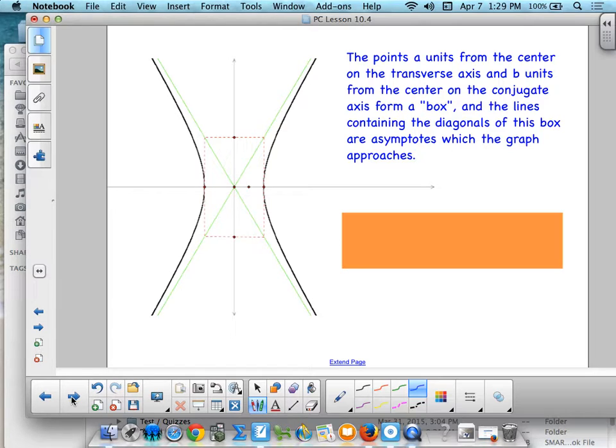The points A units from the center on the transverse axis and B units from the center on the conjugate axis form a box. And the lines containing the diagonals of this box are asymptotes for which the graph approaches. Please watch. Look at this one.